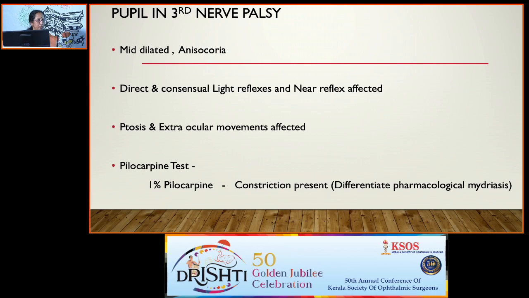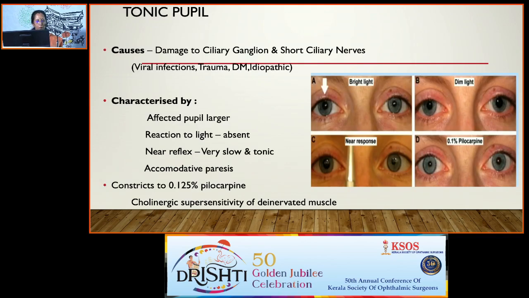In a third nerve palsy, the pupil will be mid-dilated, and there will be anisocoria. Direct, consensual, and light reflex and the near reflexes will be affected. There will be associated ptosis and extraocular motility affection, and it can be differentiated from pharmacological mydriasis by using 1% pilocarpine. A third nerve palsy pupil will constrict, but a pharmacological mydriasis will not.